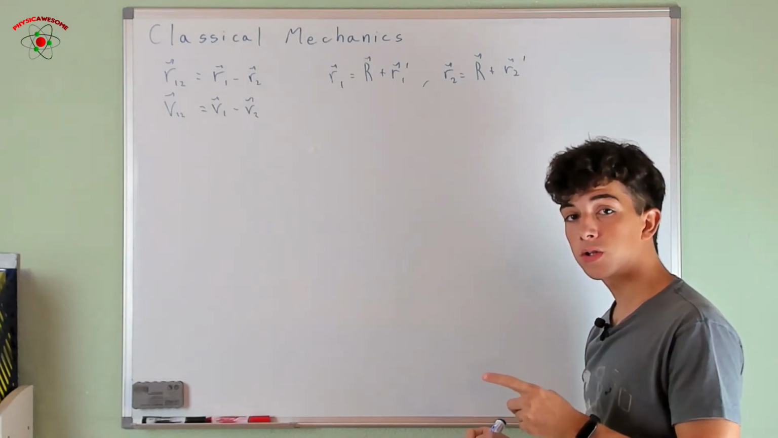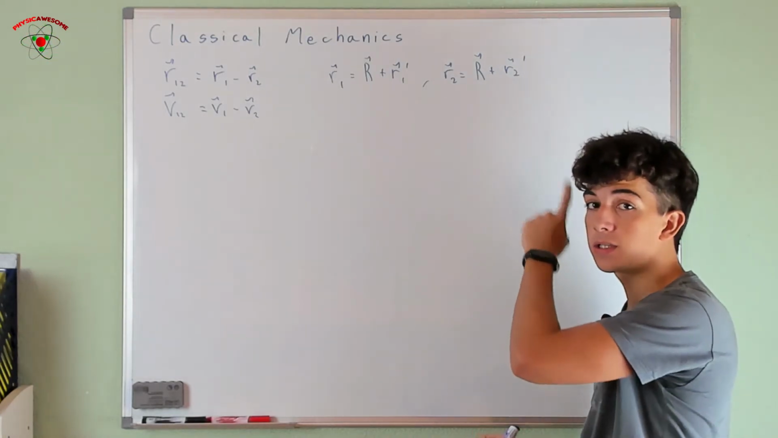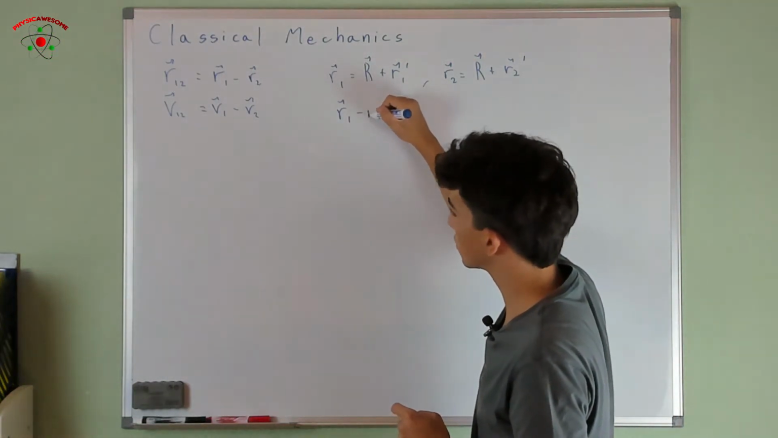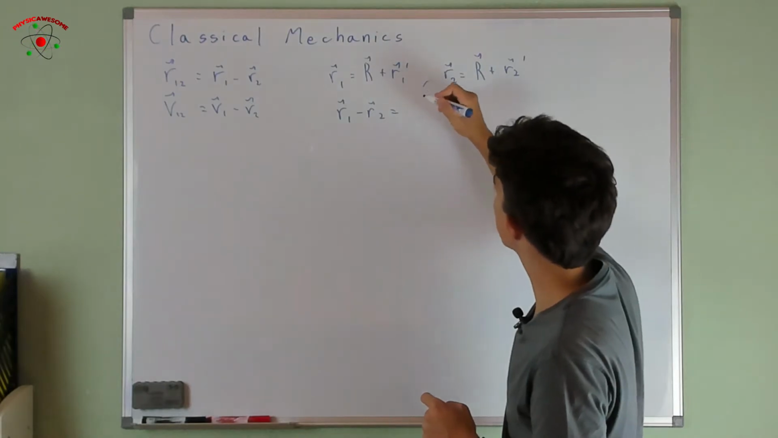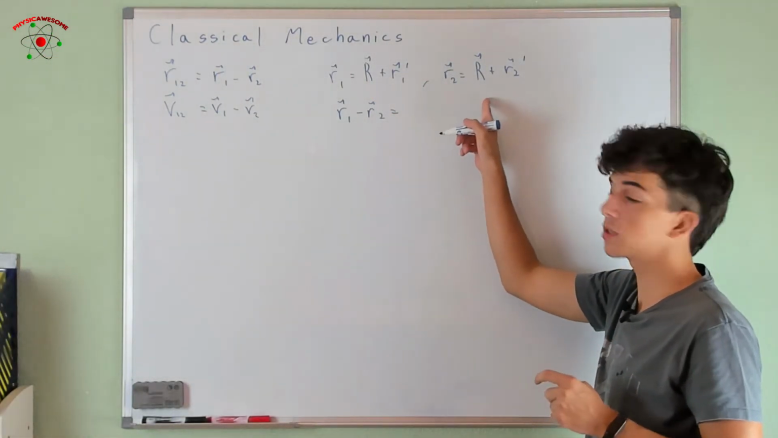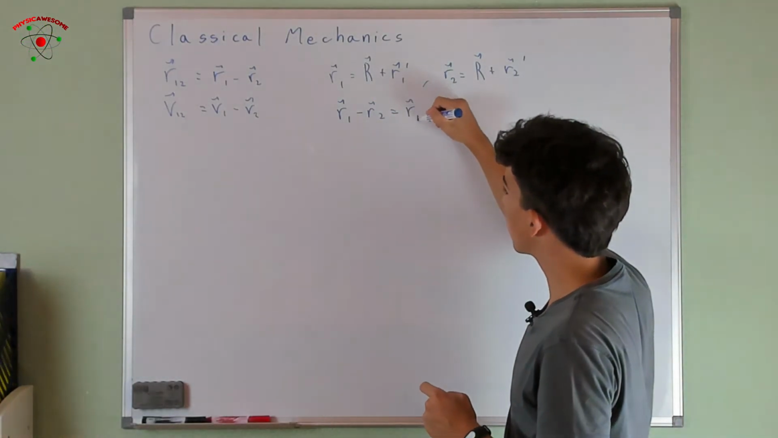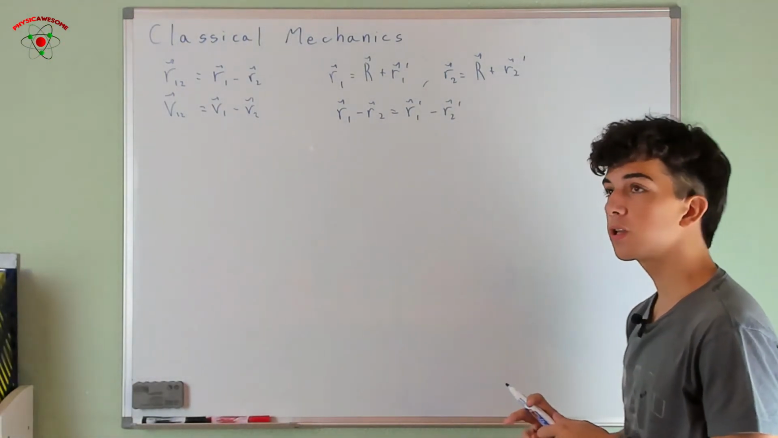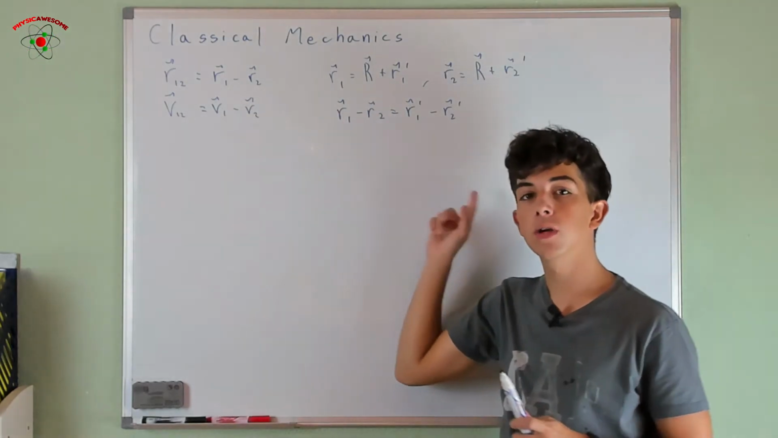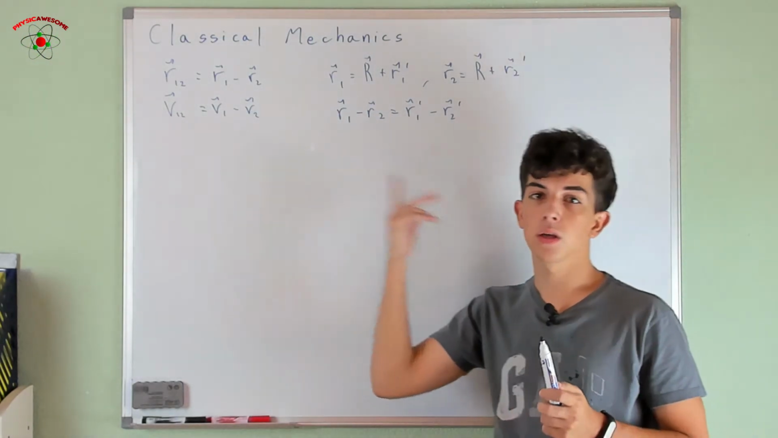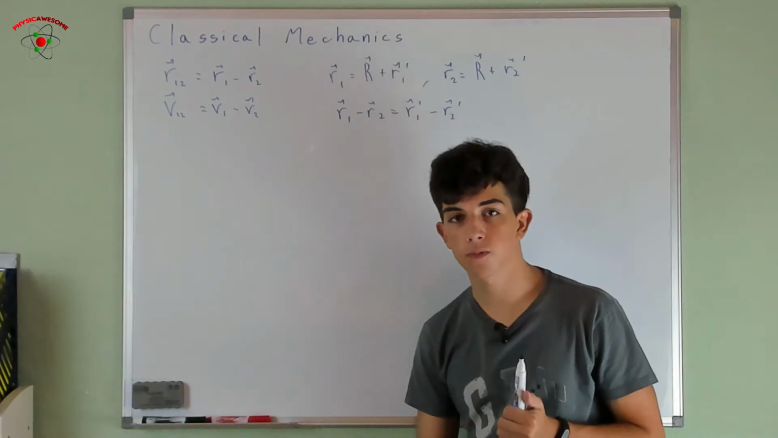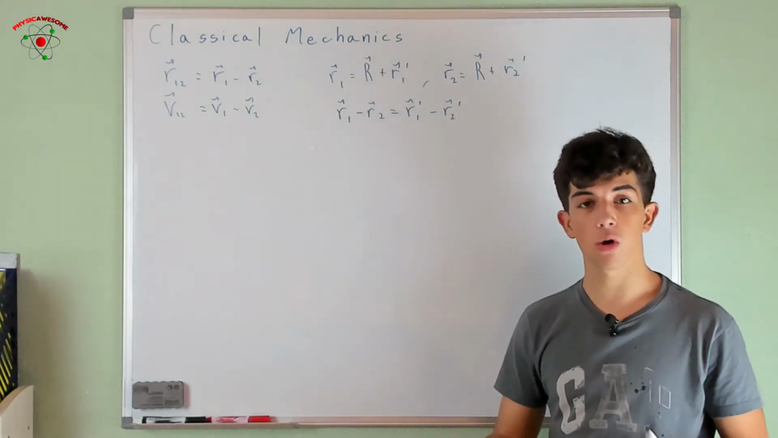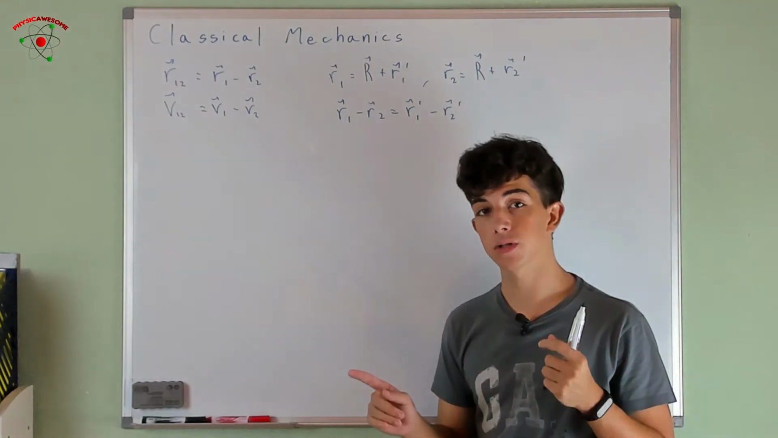Now that we know this, we may combine these two objects. So we get R1 minus R2 equals R minus R, which cancels, and we get R1 prime minus R2 prime. And we already know that this quantity R12 is the same both in the CM, center of mass frame, or any lab frame, or any frame we want, in all frames. But now here's the important step.